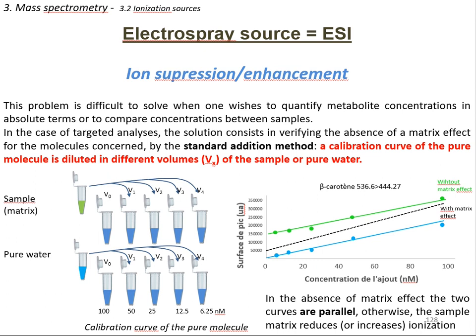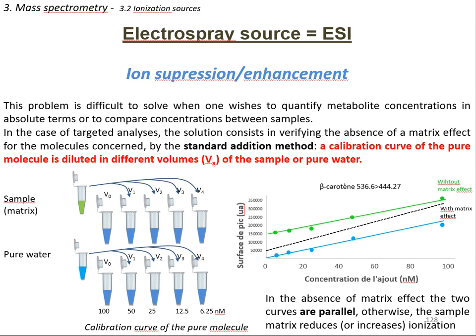And so you will add the molecule at different concentration, either in pure solvent or in matrix. And you will make a calibration curve with each of these sets of reference. And if the calibration curves are parallel, it means that you don't have any matrix effect. But if the calibration curves are not parallel, then it means that depending on the concentration of the other molecules in the matrix, it will change the signal of the molecule under investigation.